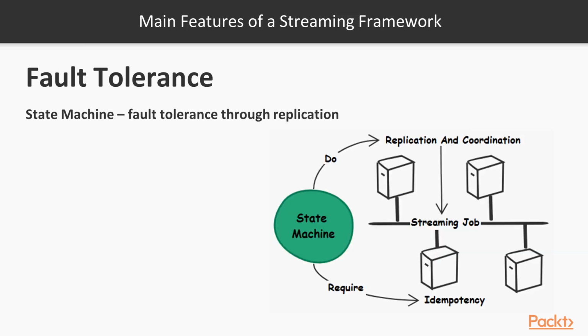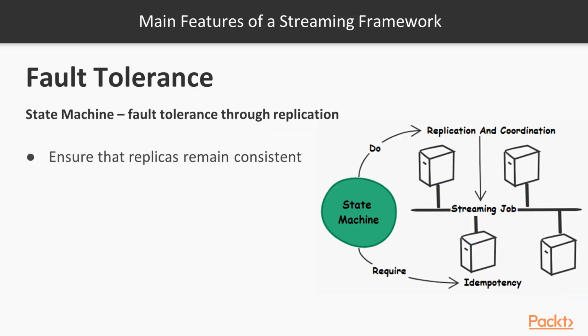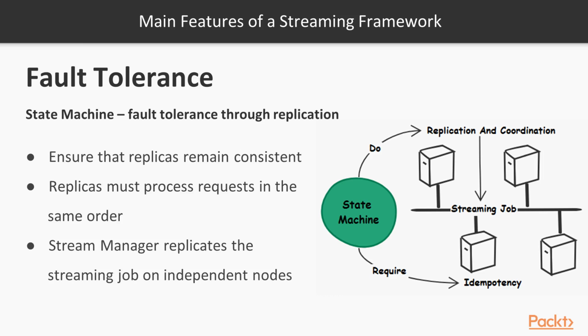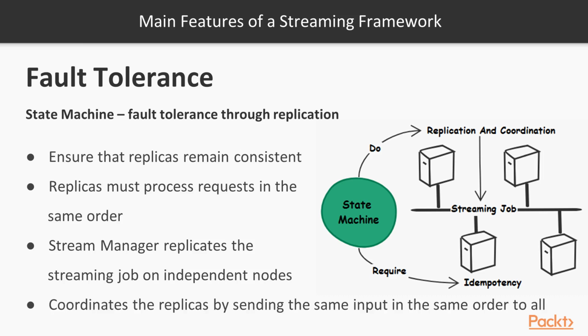The state machine approach handles fault tolerance via replication. It should be capable to ensure that replicas remain consistent and that replicas process requests in the same order. These are the responsibilities of the stream manager, which ensures replica consistency by replicating the streaming jobs on independent nodes, and it coordinates the replicas by sending the same input in the same order to all.